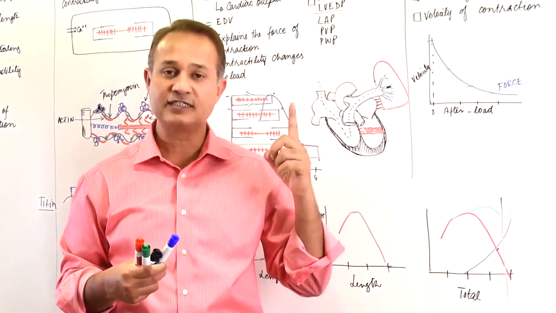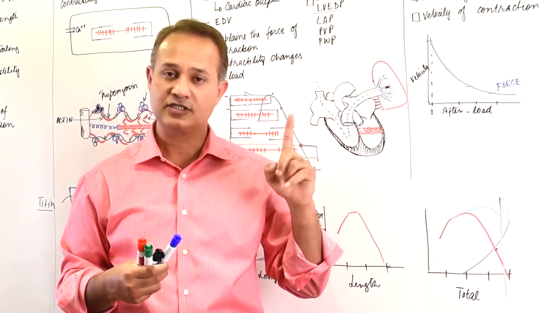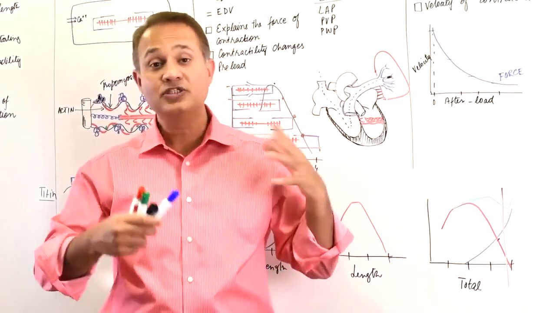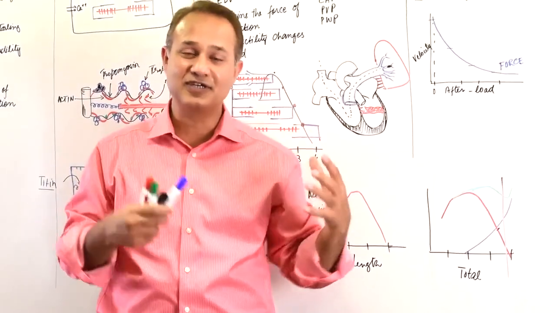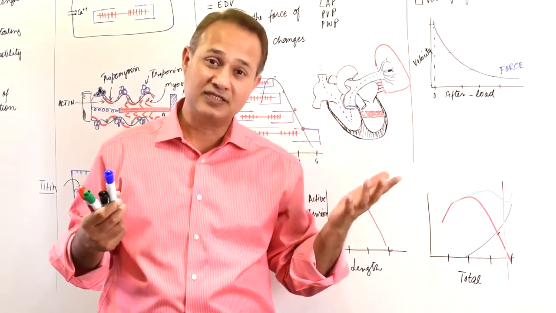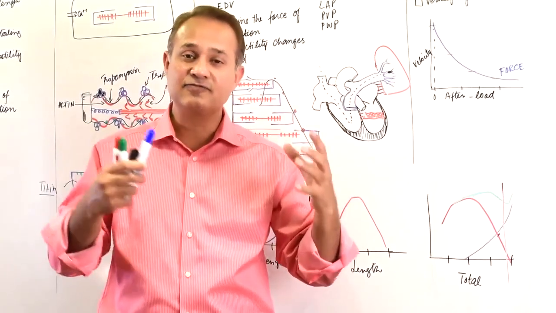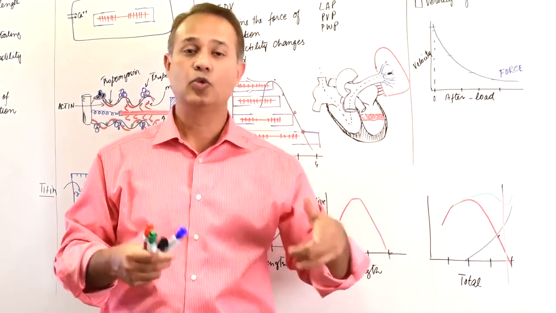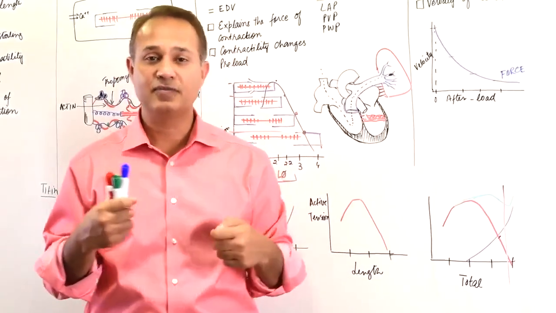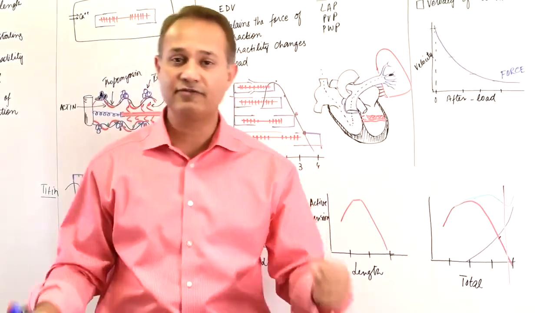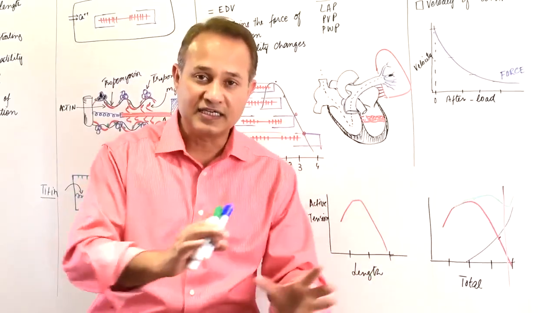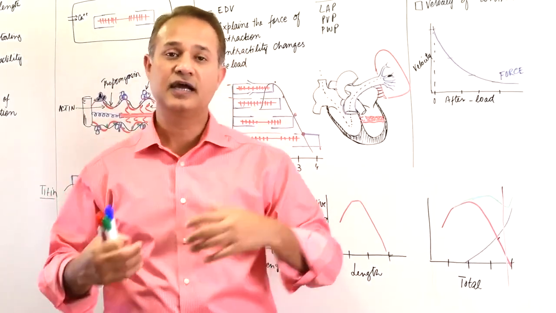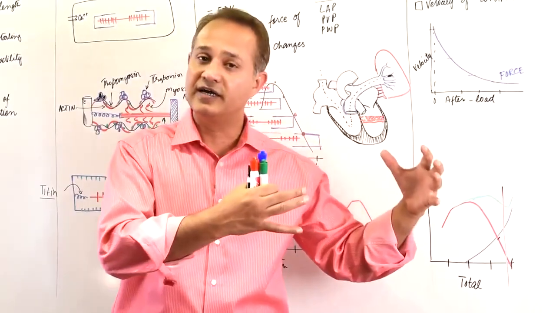So that means increased preload in a physiological state will result in increased cardiac output, which means increased venous return, which means increased filling, right? Increased venous return will be met by increased cardiac output, which means if a muscle is exercising or if a tissue has increased the flow, that will mean increased venous return. That would also mean increased cardiac output.